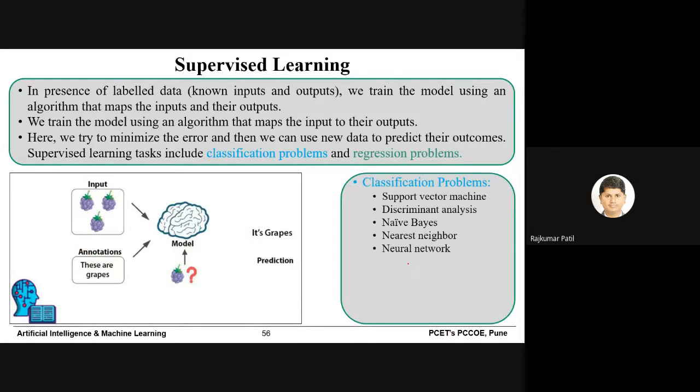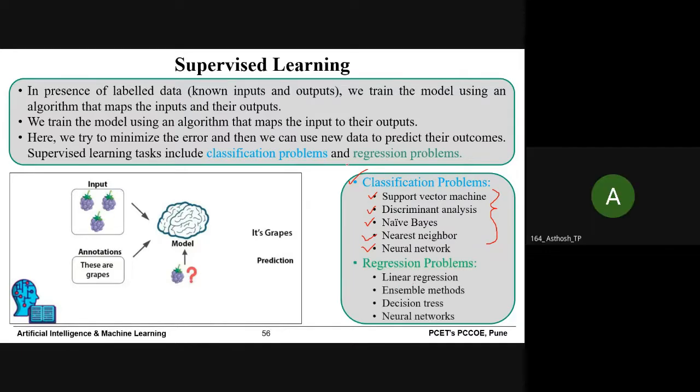And when the problem is related to classification, then we can use one of the methods: support vector machine, discriminant analysis, naive Bayes, nearest neighbor, or neural network. These are some of the methods used for supervised learning, especially when the problems are related to classification. And in upcoming units, we will be discussing each and every method in detail. If the problem is related to regression, then linear regression, ensemble method, decision tree, neural network. These are some of the other methods, and in upcoming units, we will be discussing those methods.